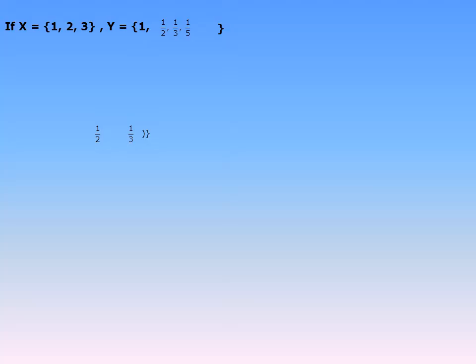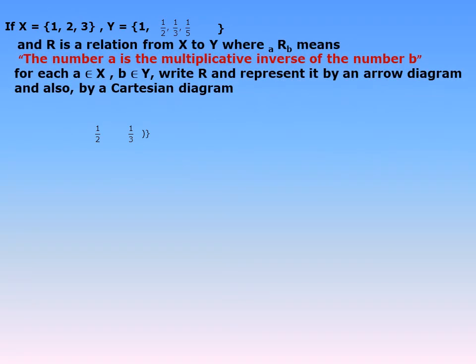Another example: if X = {1, 2, 3}, Y = {1/2, 1/3, 1/5}, and R is a relation from X to Y, where aRb means the number a is the multiplicative inverse of the number b, for each a belongs to X, b belongs to Y. Write R and represent it by an arrow diagram and also by a Cartesian diagram.